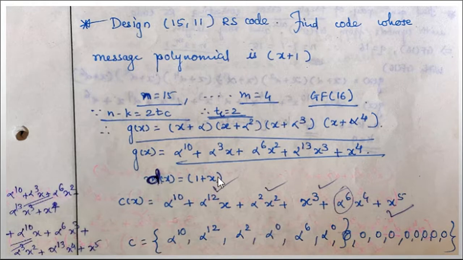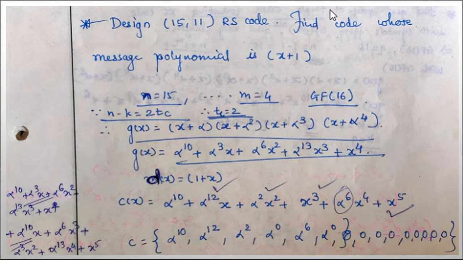Now d of x is given to us. We know the g of x. With the help of the non-systematic cyclic code approach, we can obtain c of x, that is d of x into g of x. By multiplying these two terms, obviously we will get this particular c of x.